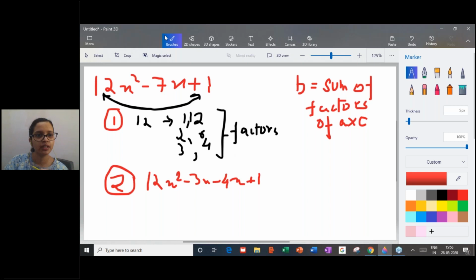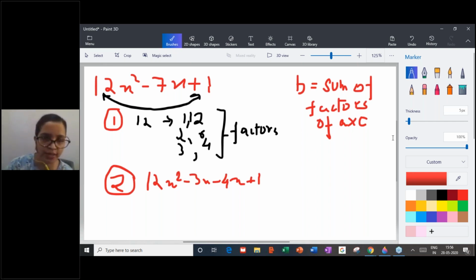With the example. Now, if you see, how did I get B? I first took the product A into C. Then I wrote down the various factors which it has, and now I got the factors which give me B, the sum of the factors of A into C, which gives me back B, correct?